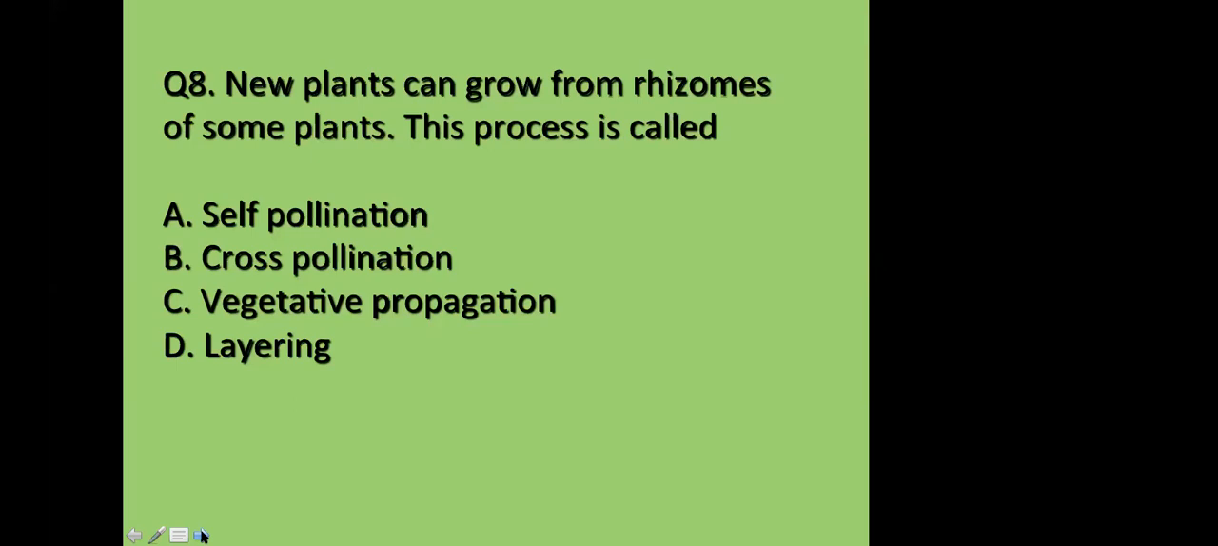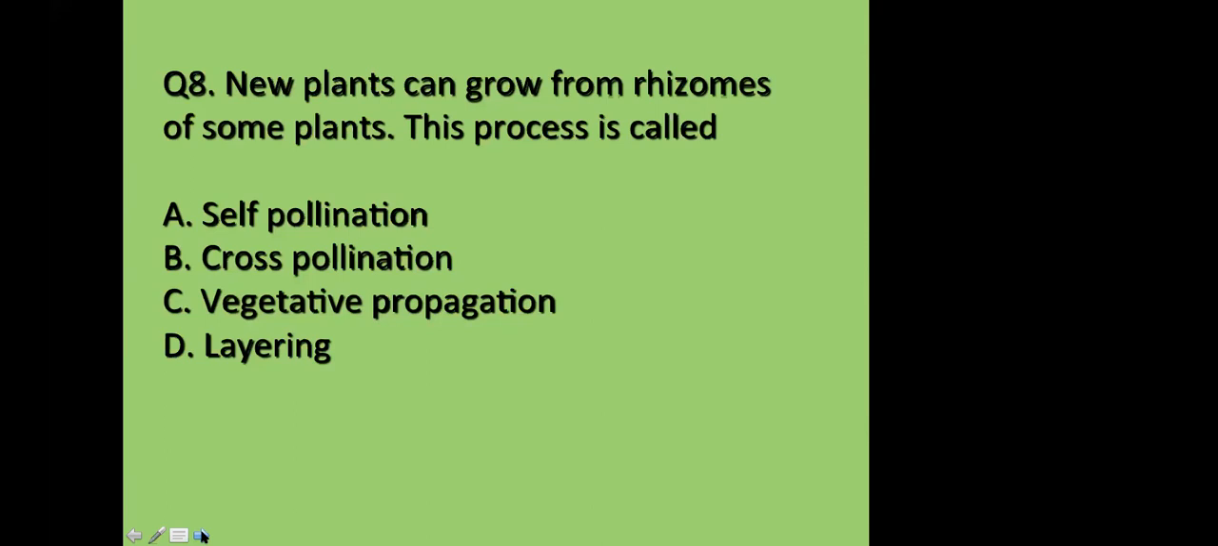Now, vegetative propagation is a method of reproduction in plants in which the plant uses either the roots, the stem, or the leaf for propagation, for developing new plants. So rhizome here is a part of a stem. It is a type of underground stem. So when the stem is used to develop a new plant, we call it vegetative propagation.